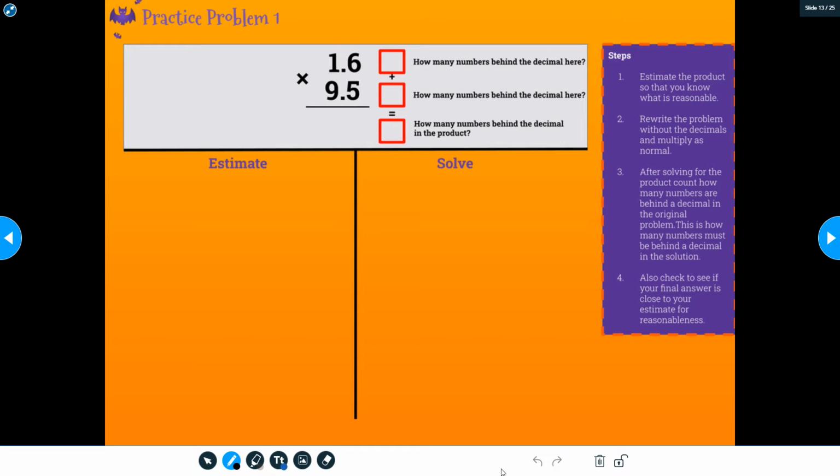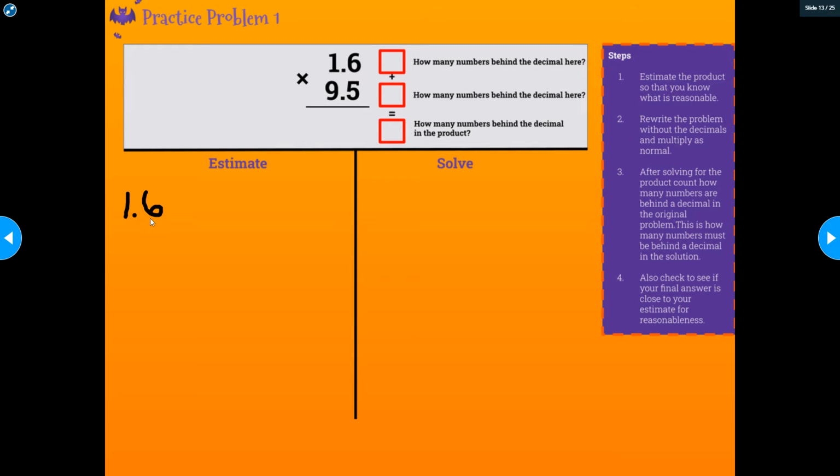In this video, we are going to be multiplying decimals, so just make sure you are writing this work down on your paper. All right, so our first step says to estimate the product so that you know what is reasonable. So we need to round these numbers, our factors, to the nearest whole number. So we have 1 and 6/10, and we have 9 and 5/10.